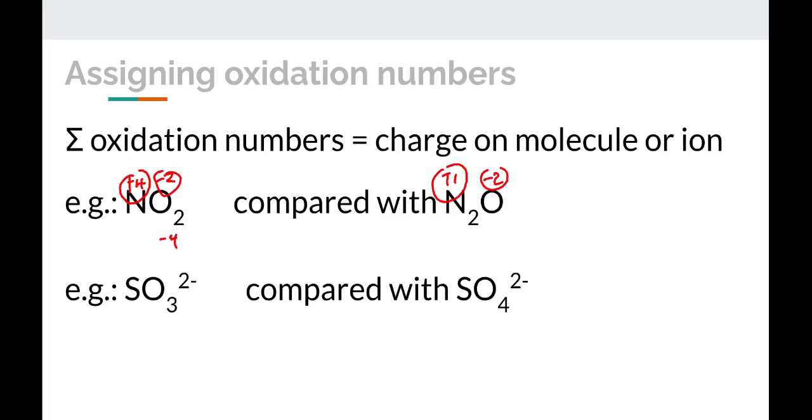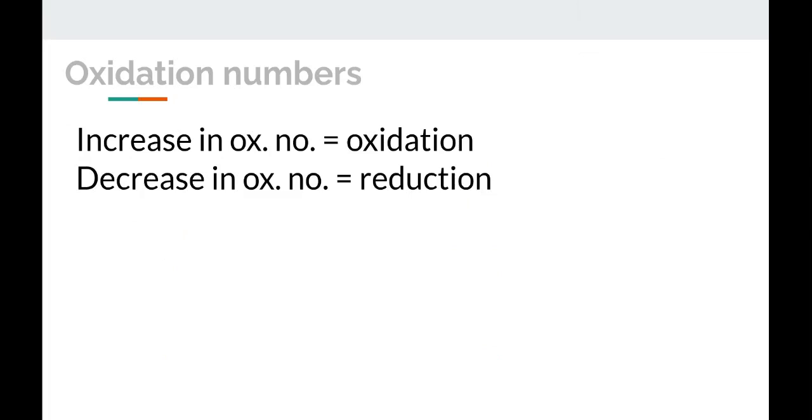Here's another example, but with polyatomic ions. Again, oxygen in both cases is going to be -2. 3 -2s makes a -6. This ion has to have a 2- charge, so +4 is going to bring that -6 up to -2, so that's the oxidation number on sulfur. In SO4 2-, 4 -2s gives you a -8, so sulfur must be +6 to sum to that ion's charge of 2-.